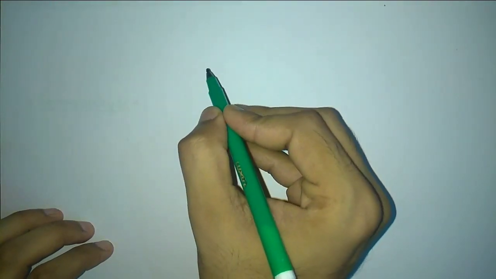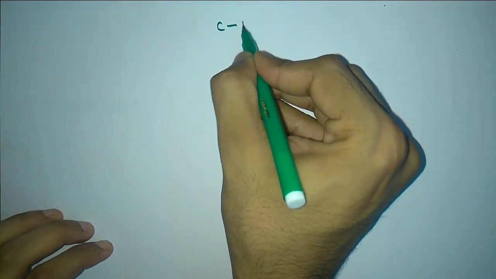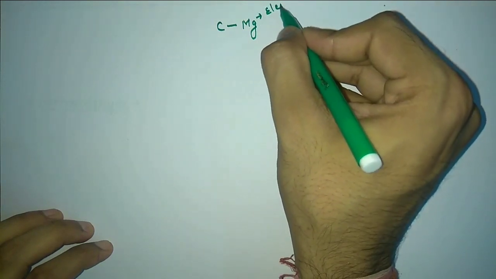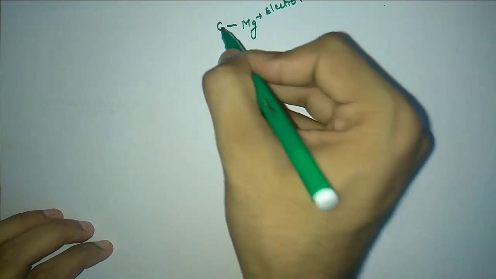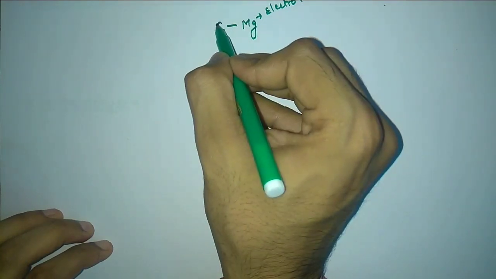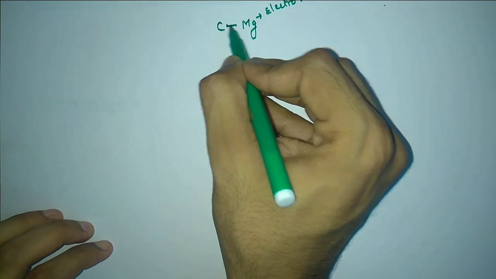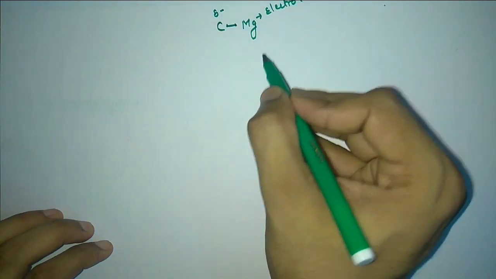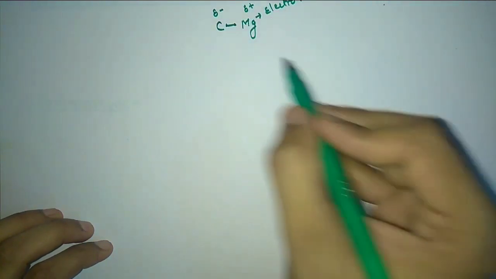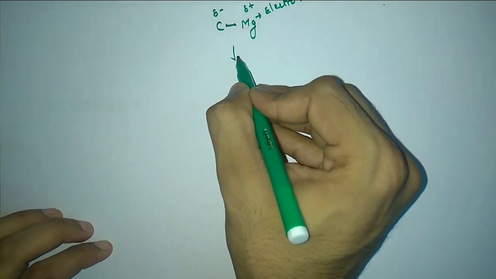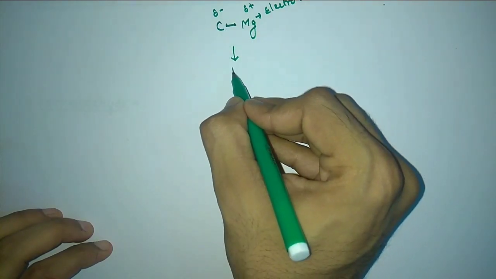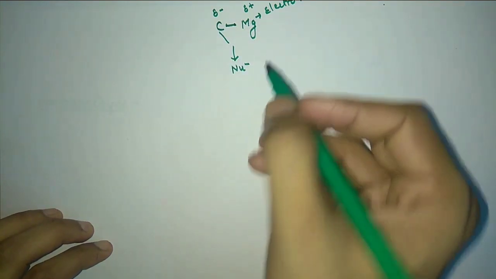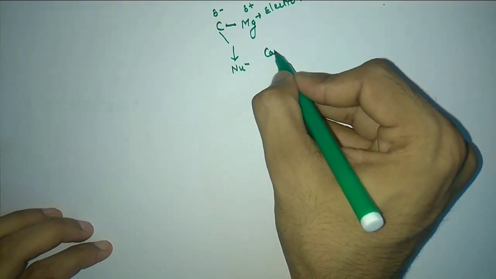Now, in our Grignard reagent, the carbon and metal bond, that is the C-Mg bond, is highly polar. Because magnesium is electropositive, the carbon becomes slightly electronegative and pulls both the electrons towards itself, so here comes the partial negative charge and here the partial positive charge. Due to this polarity, the carbon atom behaves like a nucleophile, or we can say it is a carbanion.